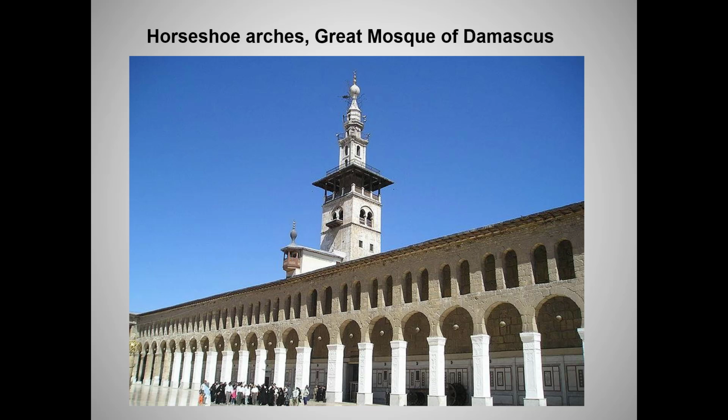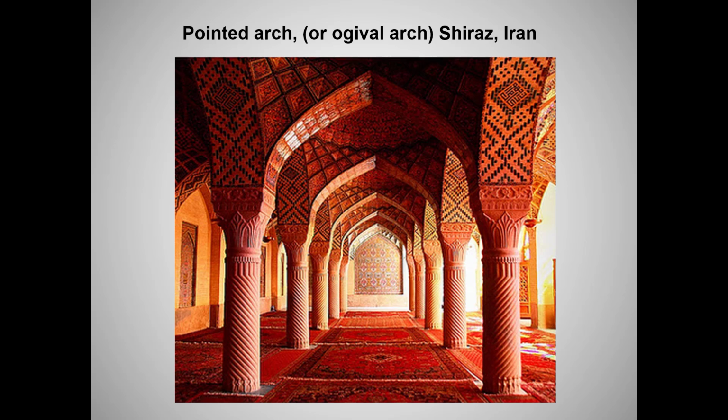Of course, Islamic architects did not invent the arch. The Romans and then the Byzantines employed them in many important buildings and expanded their use into barrel vaults, groin vaults, and domes. But the Muslims adapted the arch in ways that I find especially beautiful. Here is an early version of the horseshoe arches you just saw. And here is the pointed or ogival arch that would become so iconic in Muslim architecture.